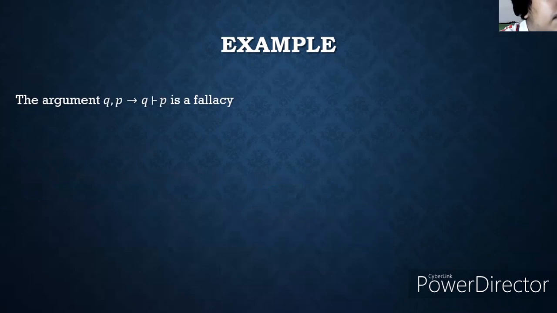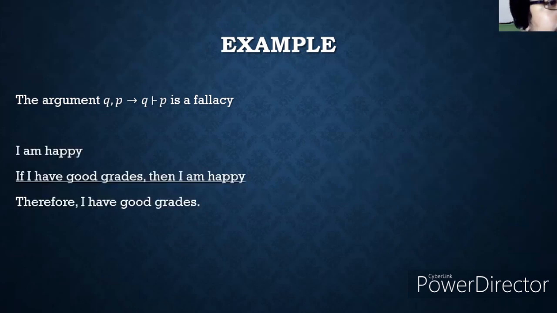Let's have another example. This one: Q and P implies Q, therefore P, is a fallacy. I am happy. If I have good grades, then I am happy. Therefore, I have good grades. This kind of argument is a fallacy.